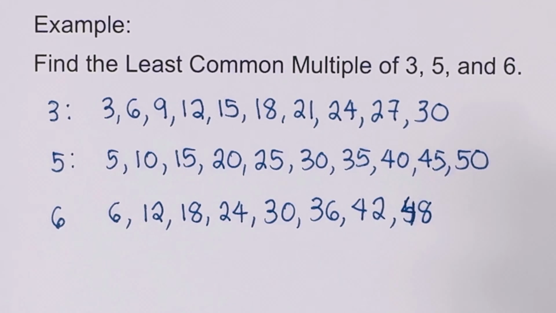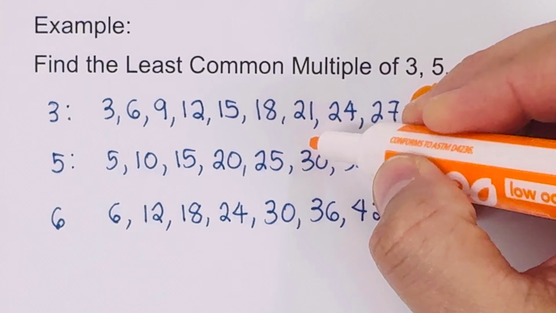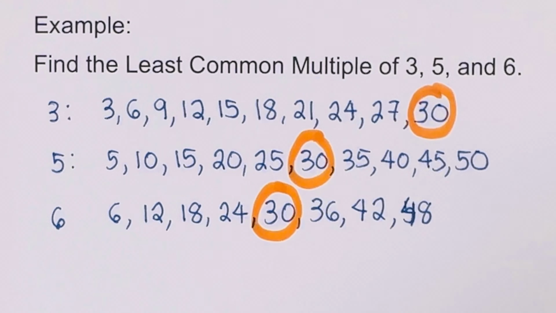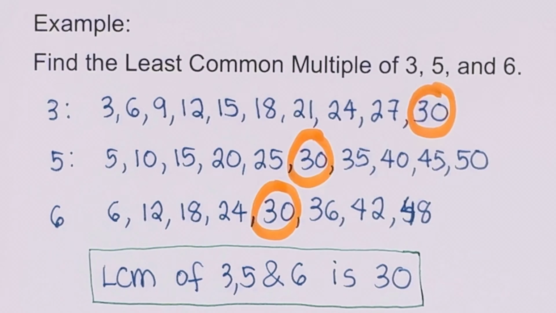We can have more numbers after 30, 50, and 48 here, but we can already determine the LCM from here. Looking at these three numbers here, the common number that we can see is 30. So we got a 30 here, we got a 30, and we also got a 30. We can have a long list of common numbers here, but we're looking for the least common multiple, which means it's the lowest number. So in this case right here, our LCM for 3, 5, and 6 is 30. So I'm going to go ahead and write that down here. So that is how we find the least common multiple.